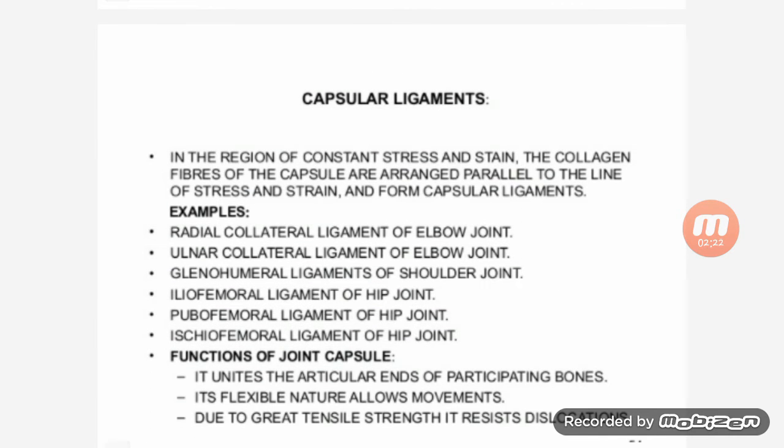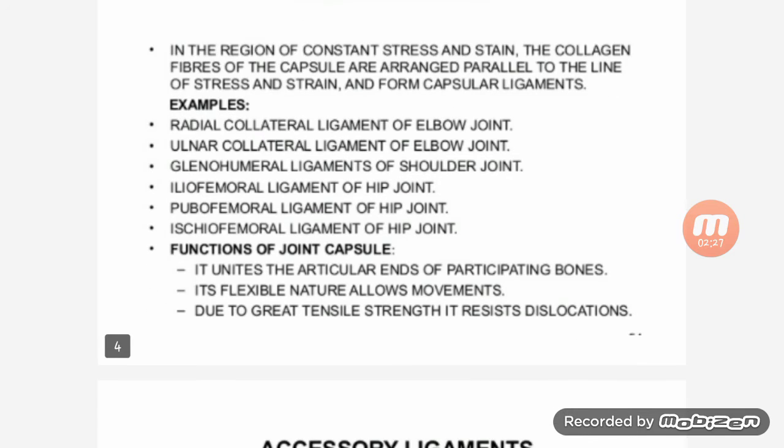Then capsular ligament. In the region of constant stress and strain, the collagen fibers of the capsule are arranged parallel to the line of the stress and strain and form the capsular ligament. For example, the radial collateral ligament of the elbow joint and the ulnar collateral ligament of the elbow joint. So you can see more examples here.